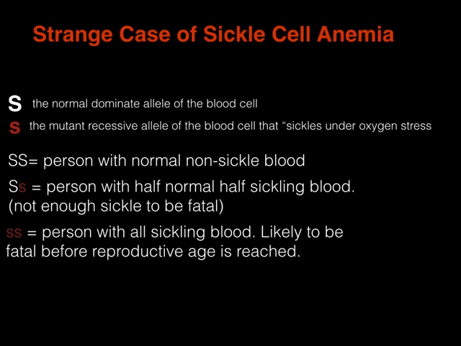With each individual having two alleles for this type of blood, an SS person, capital S, has normal, non-sickling blood like most of the population. There are some heterozygotes, people with a normal blood allele and one that will sickle, but not enough sickling to be fatal. And then there's the homozygous recessive individual, with all sickling blood cells, and the condition is likely to be fatal before reproductive age is reached.